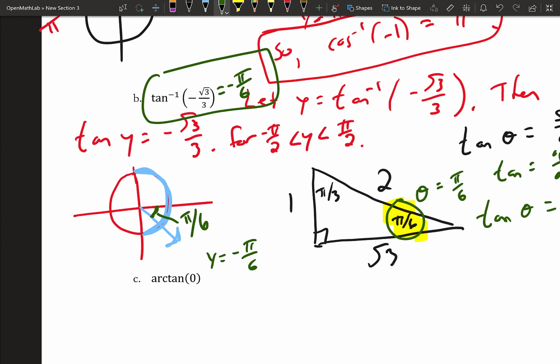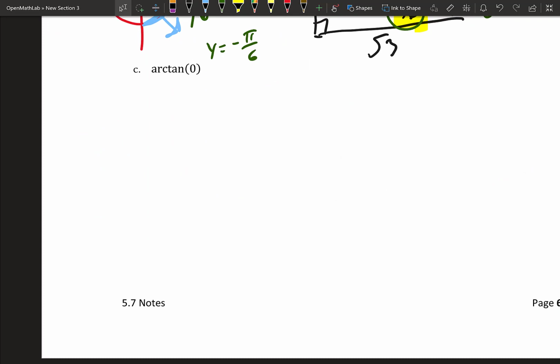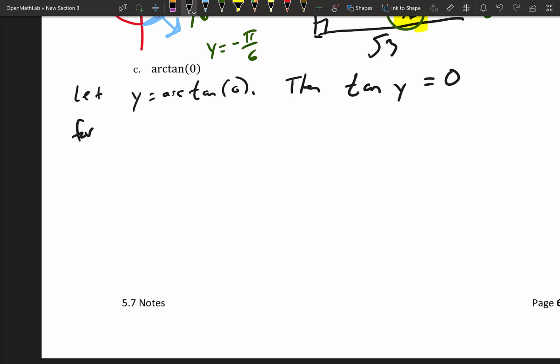All right, so then the next one, we have arctangent of 0. So, let's let y equal arctangent of 0. Then what this tells me is that tangent of y is equal to 0, for y in between negative pi over 2 and pi over 2, right? So, if we think about tangent of theta as being sine theta over cosine theta, I want to know, when does this equal 0?